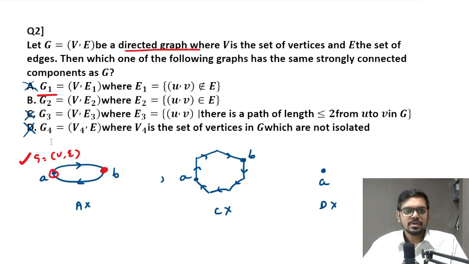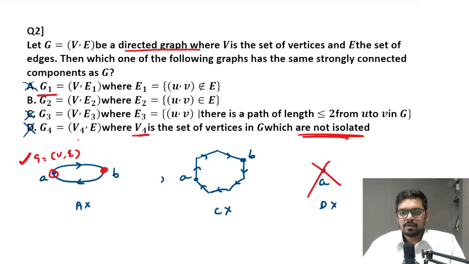Option C is incorrect. Why is option D incorrect? G4: now they are changing the vertices, not the edges. Edges of G and G4 are the same, vertices are different. They are saying V4 is the set of vertices in G which are not isolated. Okay. They are saying not isolated, then only strongly connected. But I am taking this example. This is my G graph and this is strongly connected. Now they are saying V4 is the set of vertices in G which are not isolated. So remove this. There is no graph. If no graph, then how strongly connected? So this failed. This is incorrect.